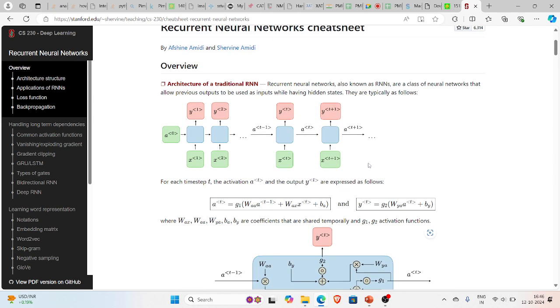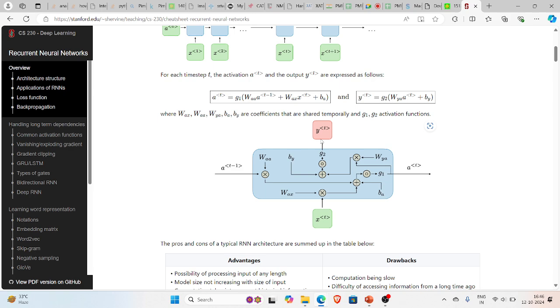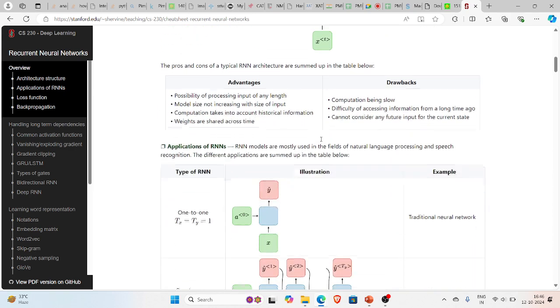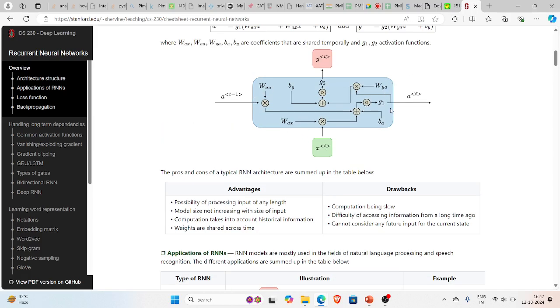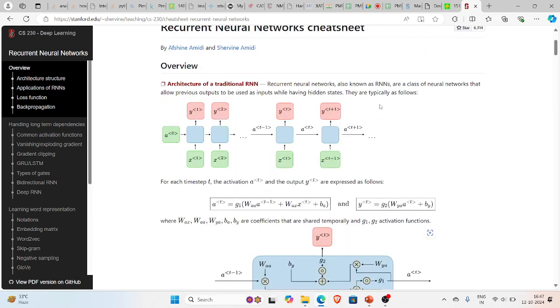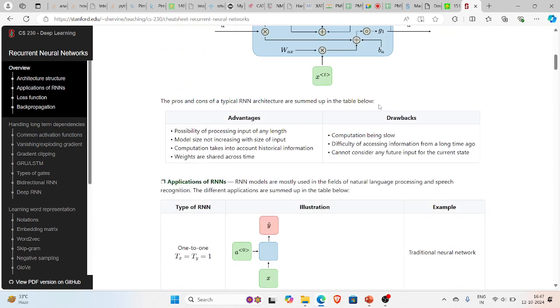So these blocks can be common neural networks, or they can be a specialized one called LSTM. This is the structure of the LSTM. You can find more details on LSTM in some other text. I'm not going to go in depth into LSTM. Now the pros and cons of this.